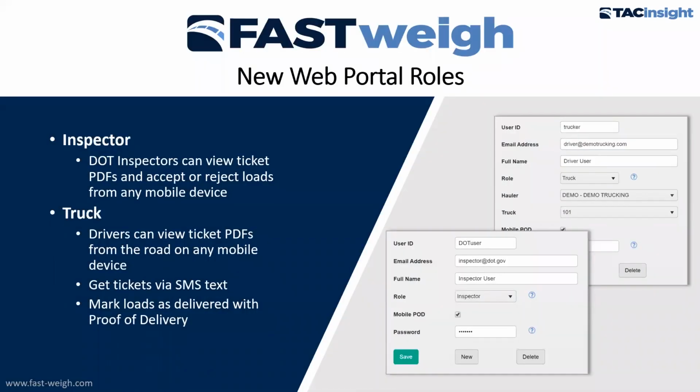Now, many of you are already familiar with our web portal and how we have various user roles that you can assign to people both within and outside of your company. So I'd like to show you a couple of the new roles that we've added for the e-ticketing side, all right? To start, we've got a new inspector role, okay? And that's going to allow DOT inspectors to view tickets and accept or reject loads. And then you have the new truck role, okay? And that opens up a number of features for your drivers, including mobile access to their own tickets. We also have the SMS notifications where the system will now text any new tickets to their phones. And if they happen to be using proof of delivery, they can also mark their own loads as delivered when they drop off the material.